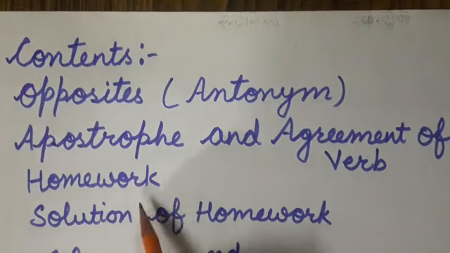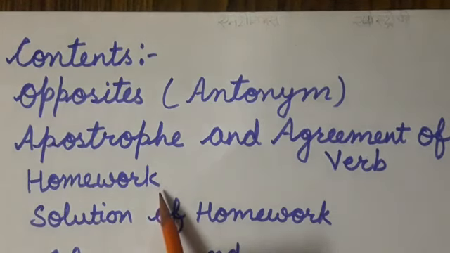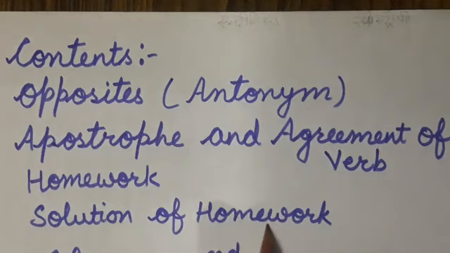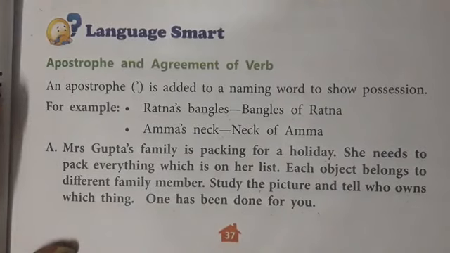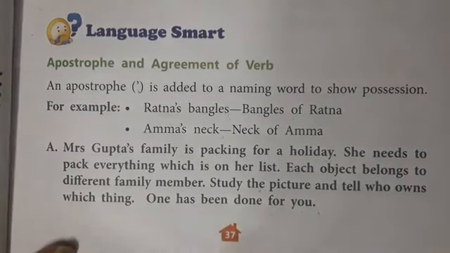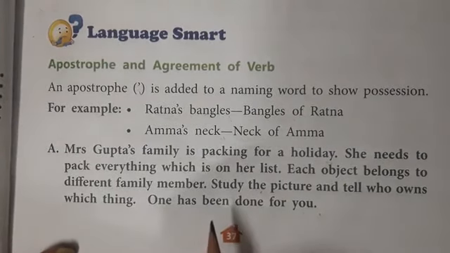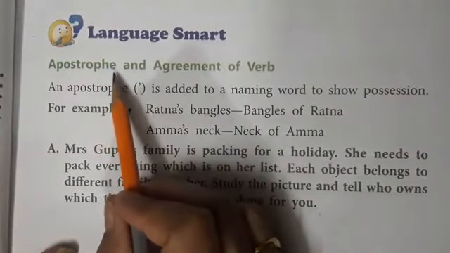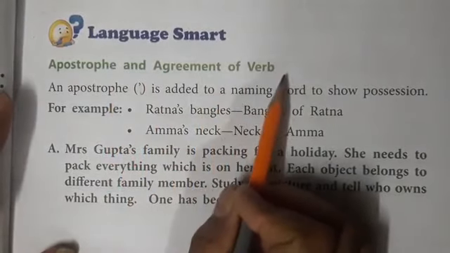After that, I will assign the homework accordingly, and then we will discuss the solution of the homework of the previous lecture. So, let's proceed. Let me tell you what is apostrophe and agreement of verb. Open page number 37 of your book and let me tell you about apostrophe and agreement of verb.